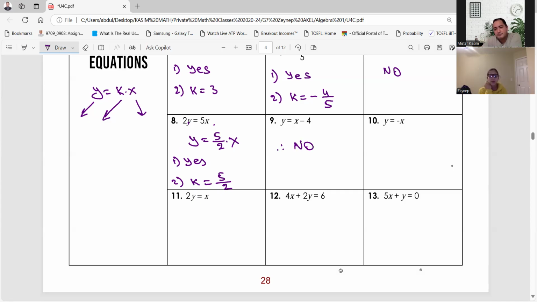I don't know. No? Why don't you know? Think. Is it in the form of k times x? No, because there's no number with x, it's just x. Zeynep, come on. When we say the minus, we mean that it is -1, right? Yes. Okay, so now it is yes.